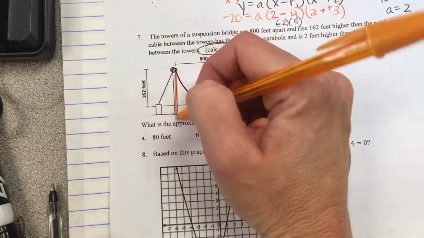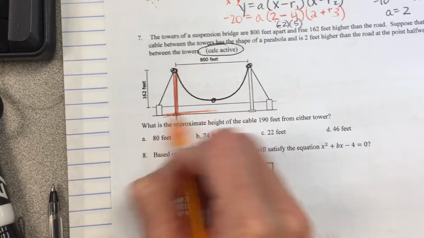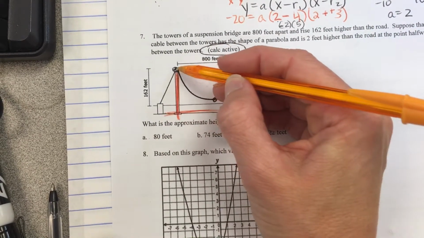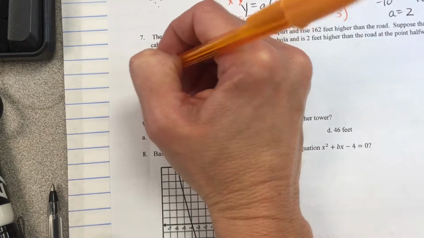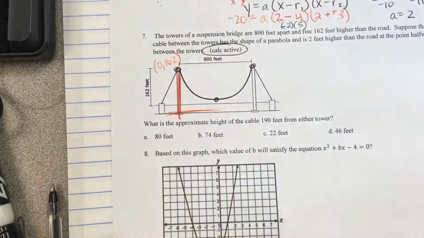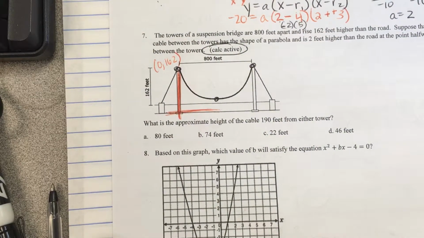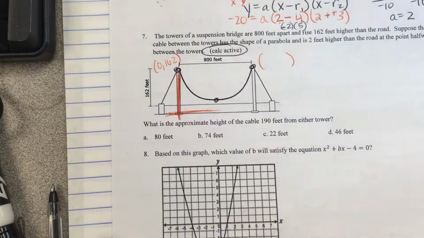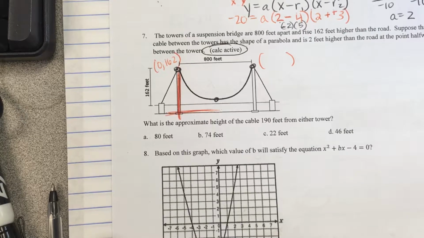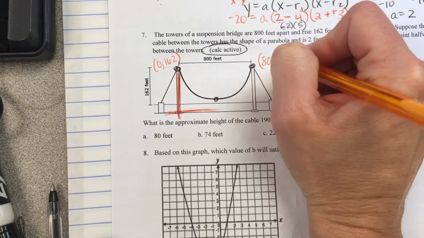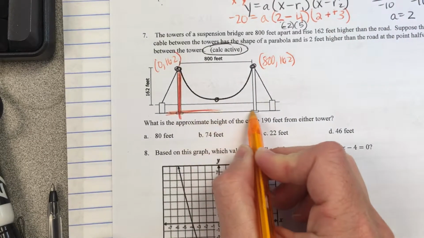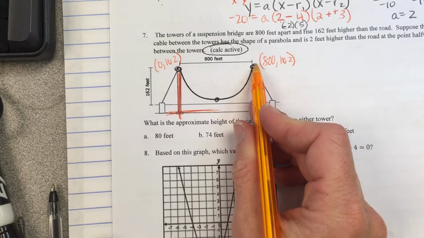Let's let this be the y-axis. So this is the y-axis. So what point would this be? 0, 162 would be that point. Okay. What about this point? 800, 162, because you got to go over 800 feet, up 162.